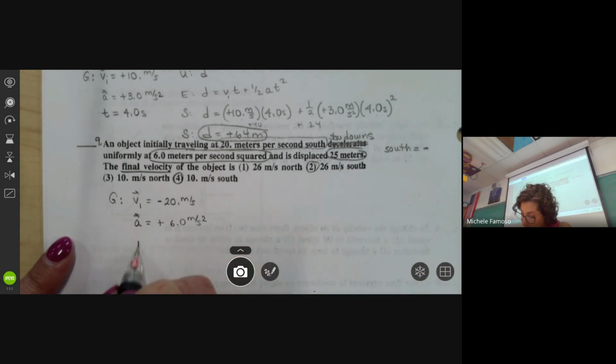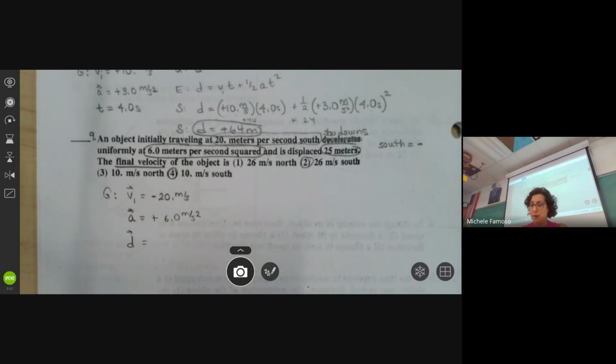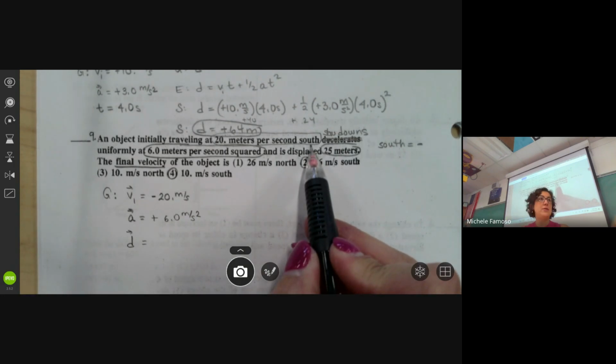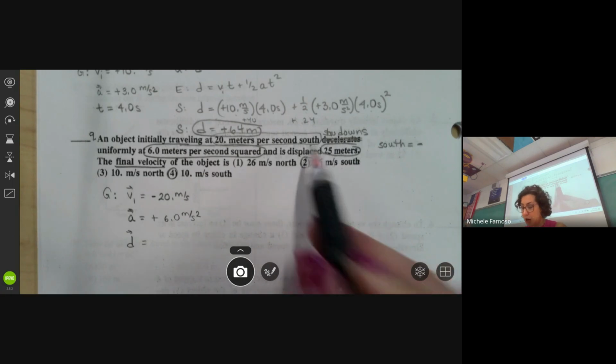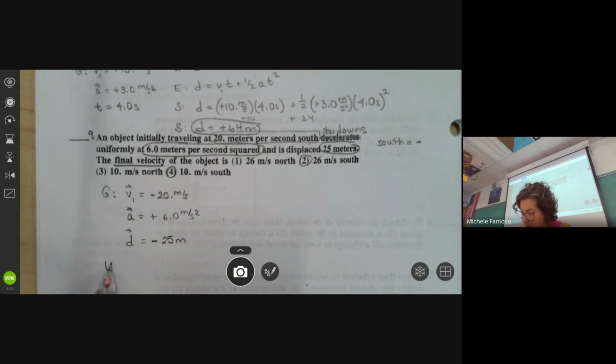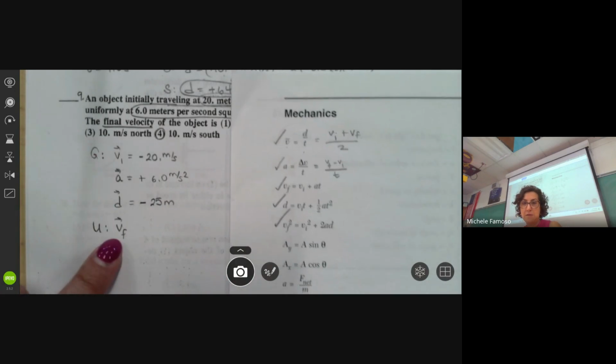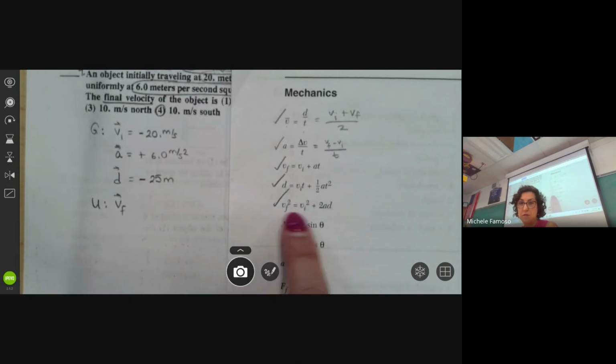Now, your displacement is in the direction you traveled. You're traveling south. So which way did you displace yourself? You end up south of where you started. So we end up with a negative 25 meter displacement. What is unknown is our final velocity. The only equation we have on our reference table with a VI, an A, a D, and a VF is this one here. VF squared is VI squared plus 2AD. So that's the equation I'm going to use.